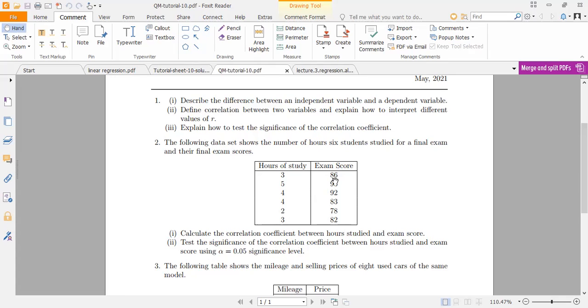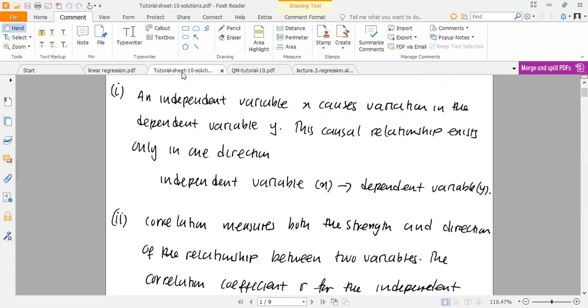Okay, so regression falls under hypothesis testing. When you're calculating the correlation coefficient and the coefficient of determination, we use the following formulas.